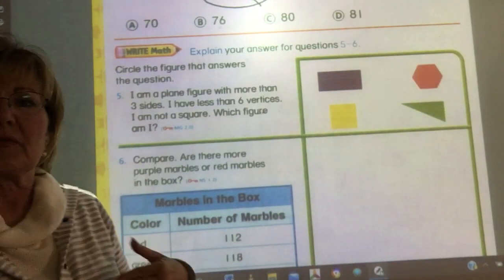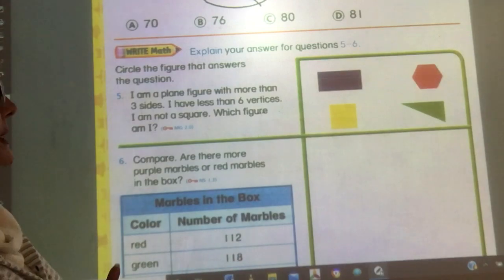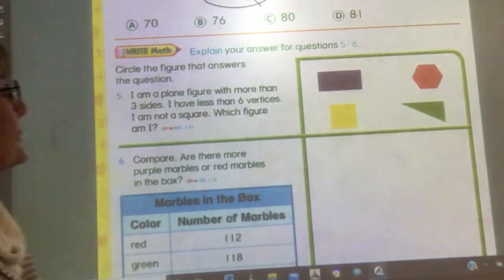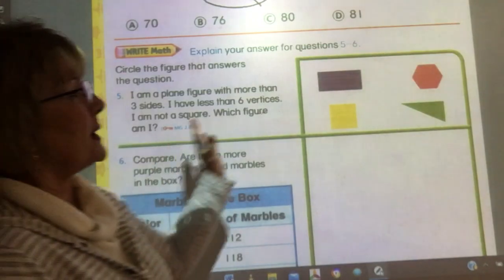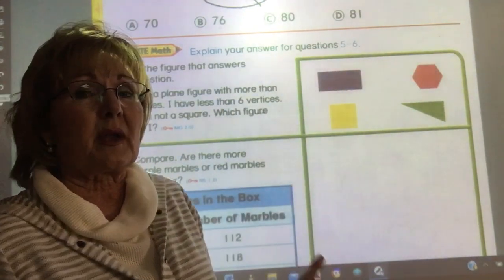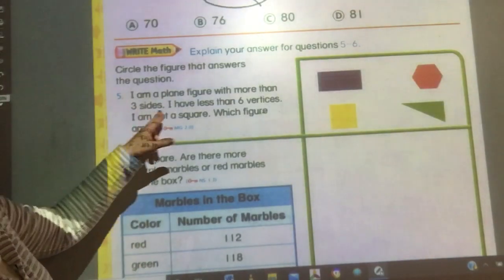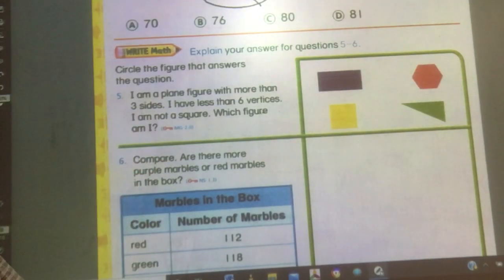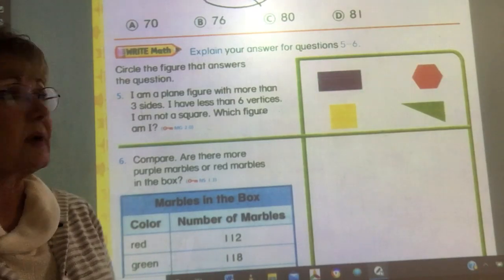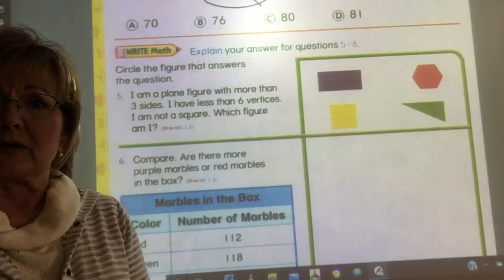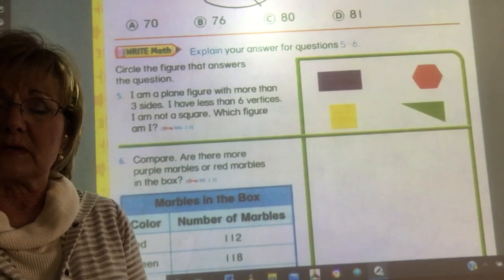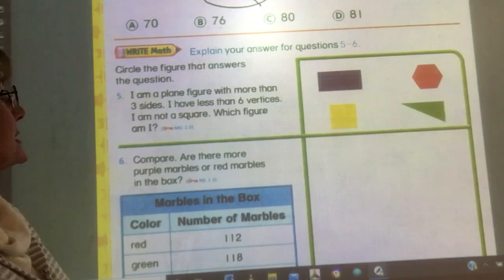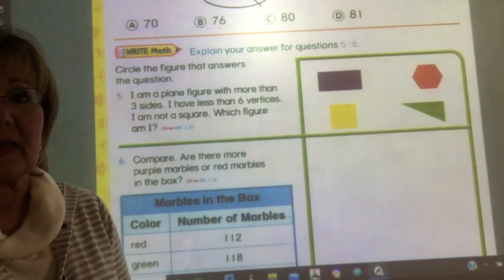You can cross out the ones that don't apply. I am a plain figure. They all are. I have more than 3 sides. You might want to cross out any that do not have more than 3 sides. I have less than 6 vertices, which means if it has 6 vertices or more, you want to cross that out. And I am not a square. So you might cross out the square, and then you wind up circling what's left.